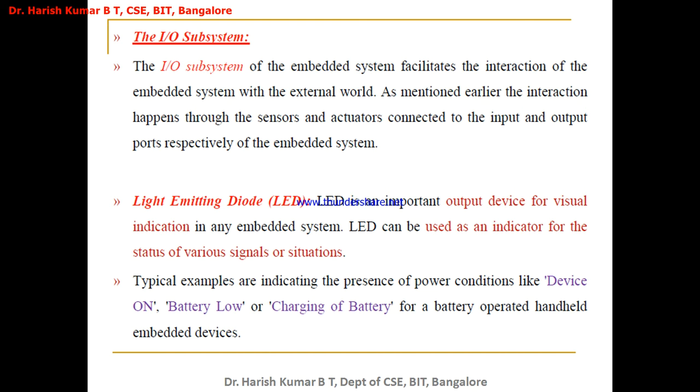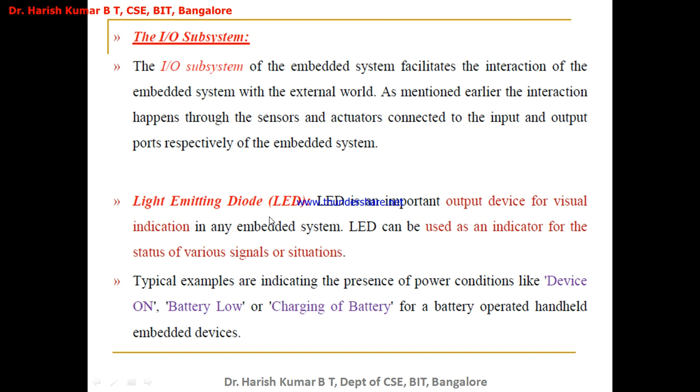Now the IO subsystem. Again, this is one more part of the embedded system, which is necessary for making the embedded system communicate or interact with the external world. Now, as mentioned earlier, the interaction happens through the sensors and the actuators connected to the input and the output ports of the embedded system. So this is what the IO subsystem is.